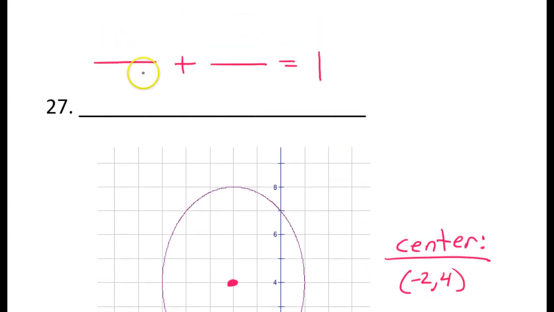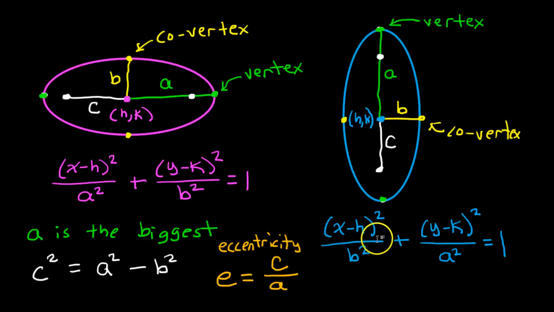Okay, so that's going to show up in the numerator like this. It's going to be the opposite of this and the opposite of this. So I'm going to have x plus 2 squared and y minus 4 squared. Okay, now looking back at my model of the vertical, I need my b squared and my a squared.